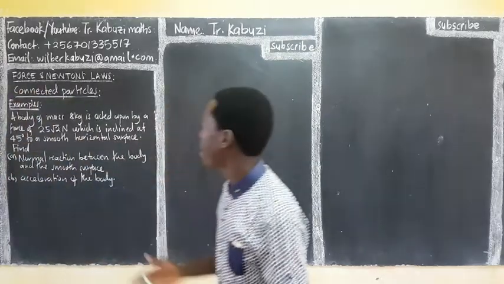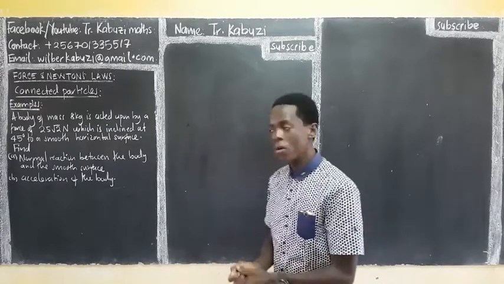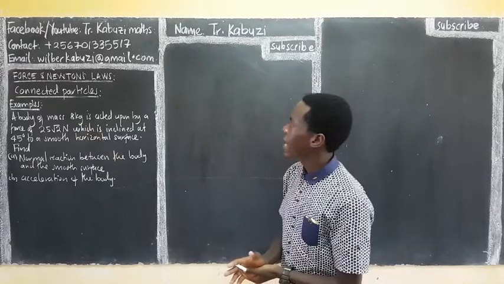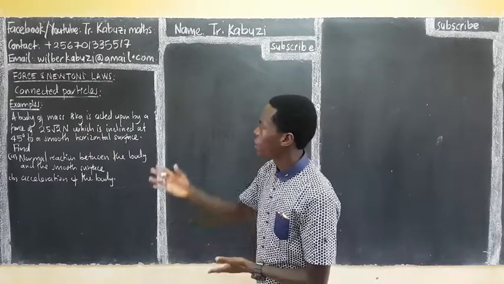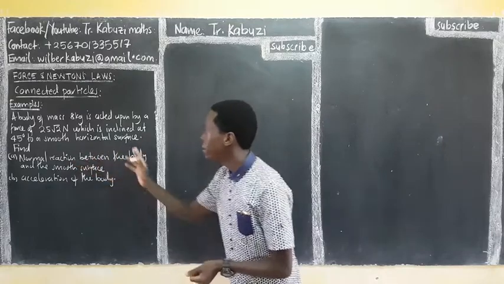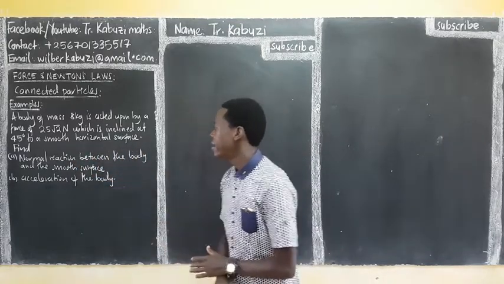Okay, now let us see bodies when we are applying a force at a certain angle. Let us start with this one. A body of mass 8 kilograms is acted upon by a force of 25 root 2 newtons, which is inclined at 45 degrees to a smooth horizontal surface. Find the normal reaction between the body and the surface, and then find the acceleration.